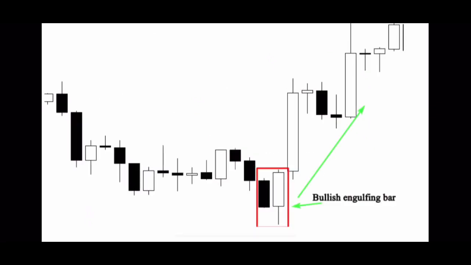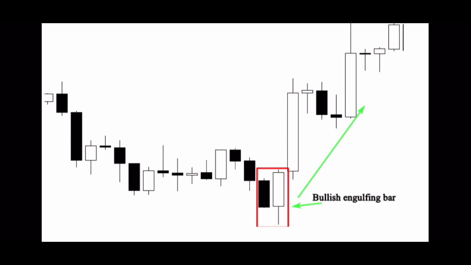The example that you see in front of you clearly shows us how the market changes direction after the formation of a bullish engulfing pattern. The smaller body that represents the selling power was covered by the second body that represents the buying power. The color of the bodies is not important. What's important is that the smaller one is totally engulfed by the second candlestick.